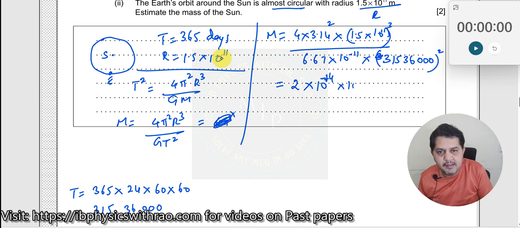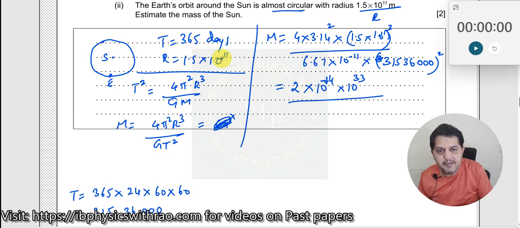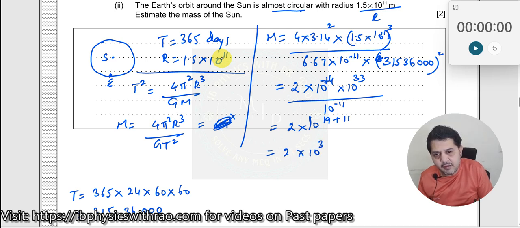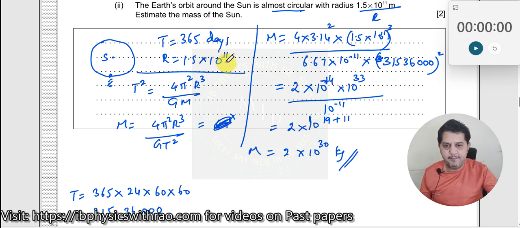So this will be 10 power 33 divided by, here I have 10 power minus 7. I have not used these powers yet, so I should consider all this. So 2 into 10 power 33 minus 14 will be 19. 10 to the power of 19, and minus 11 comes upwards, it becomes plus 11. So this should be 2 into 10 to the power of 30 kg. Mass is measured in kg. Thus the answer is so much over here.